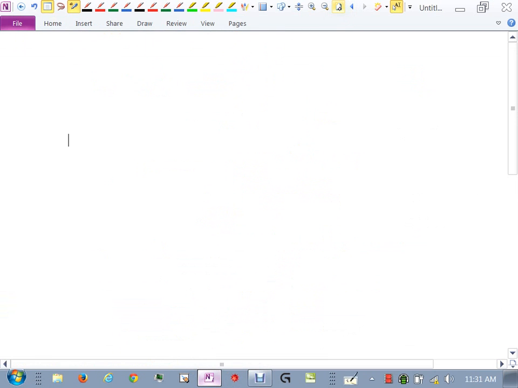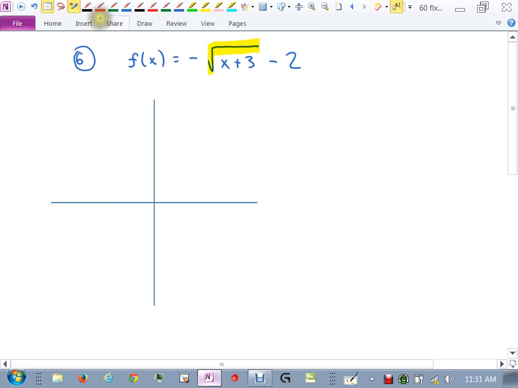All right, let's move on to number 6. I want to sketch and list the transformations of negative square root x plus 3 minus 2. All right, so first thing I want to notice is that this is a square root function. So I already know what it's going to look like, the basic shape of it. Okay, the basic shape of this starts out at the origin and does this, like that.